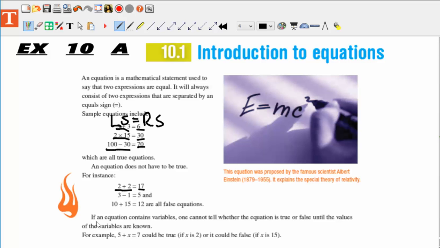Now, last little note: if an equation contains variables, one cannot tell whether the equation is true. If it's got a variable, you don't know whether it's true until the values of the variables are known. For example, 5 plus x equals 7. This would be true if x was 2, because 5 plus 2 equals 7. But if x equals 15, you'd end up with 5 plus 15 equals 7, which would be false, because 5 plus 15 is 20, and that does not equal 7.